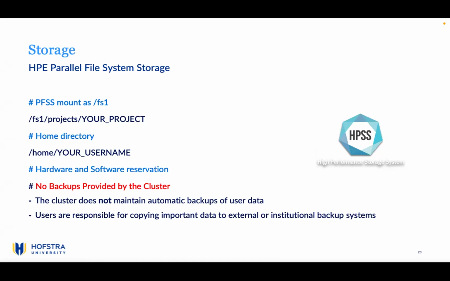Okay, a couple of words about storage. We use HPC parallel file system storage, and there are two places where you can store your files or data. First of all, it's your project directory. All project directories are located in /fs1/projects/name of your project, and your home directory. The difference is the home directory has a small disk space, usually about 50 gigabytes, and it's only available for you.